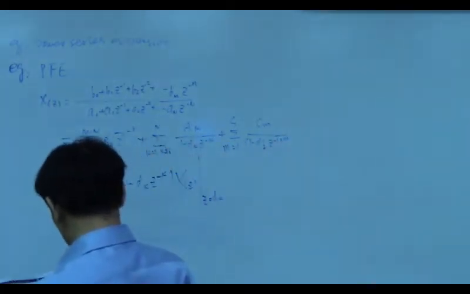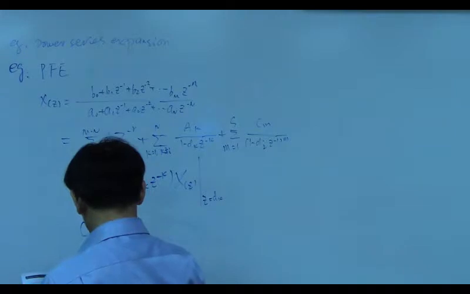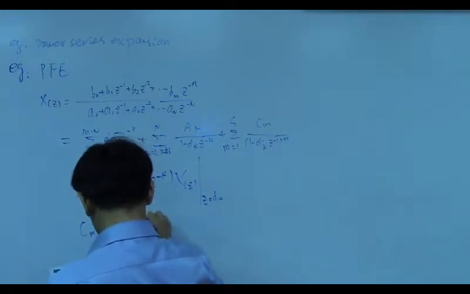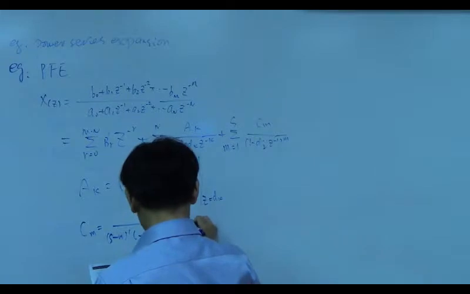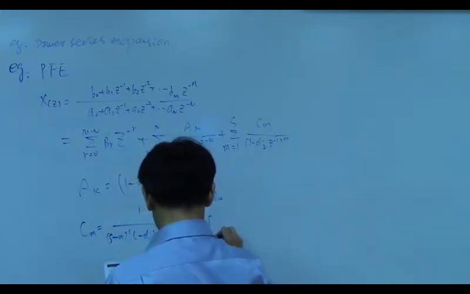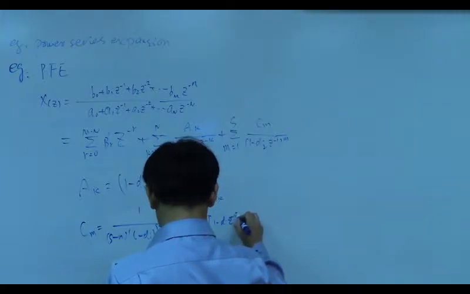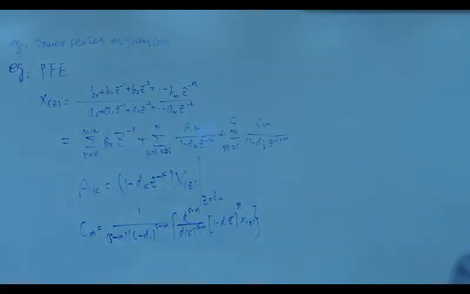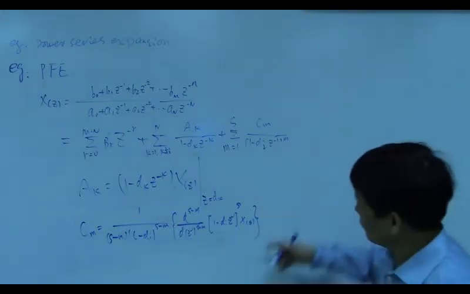So I copy the formulas here: 1 over (m minus k) factorial, times the differentiation d to the (m minus k) over d(z to the negative 1) to the (m minus k), of (1 minus d_i z to the negative 1) to the m, times X(z) here, like this. Again, the formula is tedious, but we don't need to memorize this. We know how to do this in a Laplace transform already.